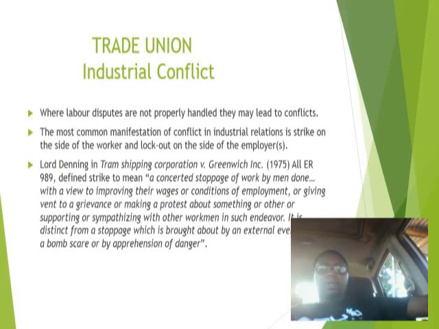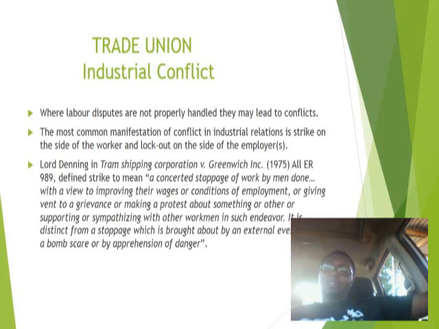Now, a strike has been defined by Lord Denning in Tramp Shipping Corporation v Greenwich Incorporated as a concerted stoppage of work by men done with a view to improve their wages or conditions of employment, or giving vent to a grievance or making a protest about something or other, or supporting or sympathizing with other workmen in such endeavor. It is distinct from a stoppage which is brought about by external events such as a bomb scare or by apprehension of danger. So what we are talking about here in respect of a strike is workers coming together and, in a concerted way, stopping work in order to improve their wages and conditions of employment. And it could also be in order to sympathize with other workers who are also endeavoring to improve their wages or conditions of employment.